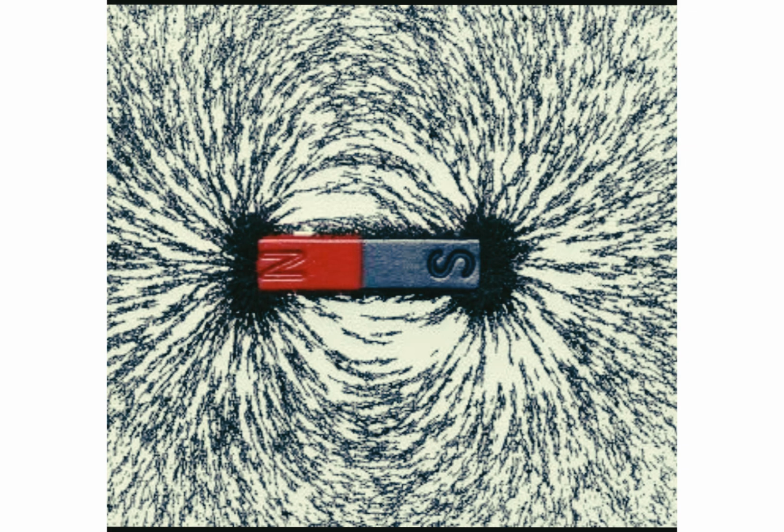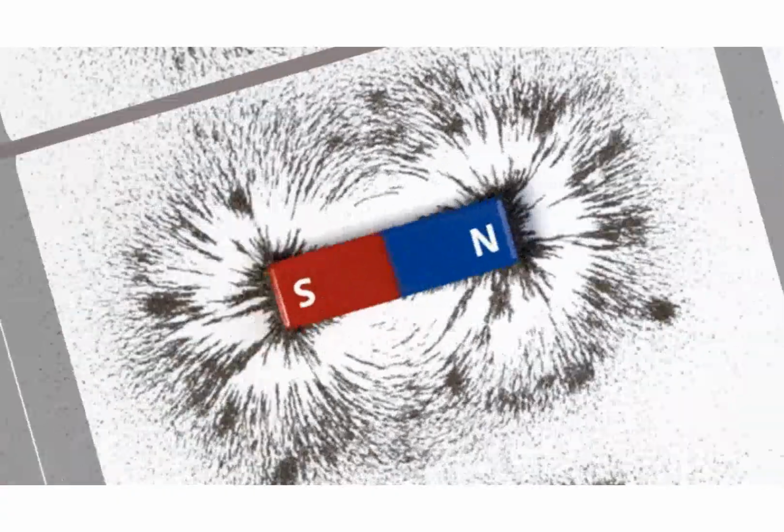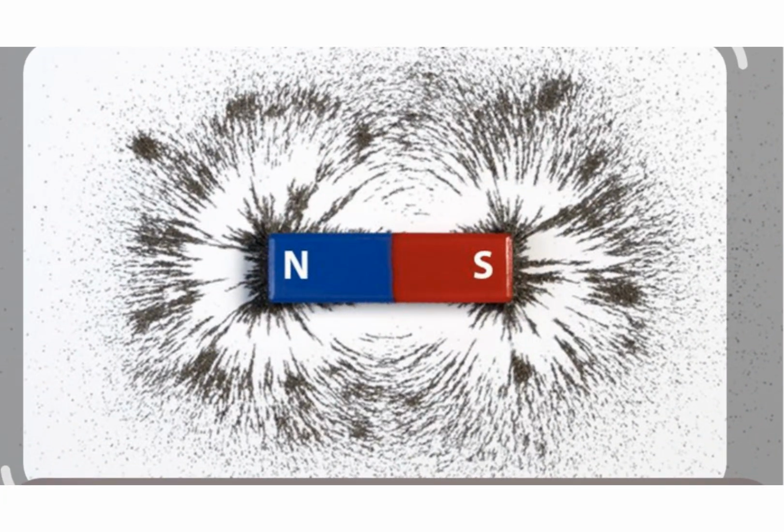Then what are the properties of magnetic field lines? Magnetic field lines are closed loops. This is the first property. Second property, outside the magnet, they emerge from the north pole and enter at the south pole. Third, inside the bar magnet, magnetic field lines move from south pole to north pole. Fourth property, magnetic field lines never intersect each other. Based on this property, in the exam they will ask a question. Fifth property, closer lines show a stronger magnetic field, while lines further apart show a weaker magnetic field. We can see more magnetic field lines near the poles.